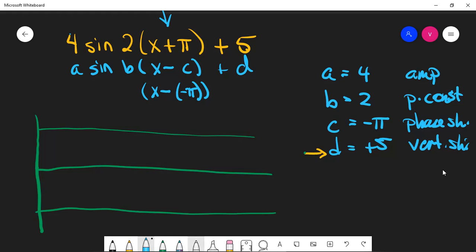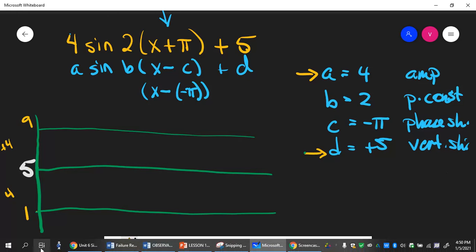So we're going to put on there 5. And then it's going to go up and down by 4. So 5 plus 4 is 9. And then this is 4 there too. And then 5 minus 4 is 1. So our maximum height on this wave would be 9. The minimum height would be 1.